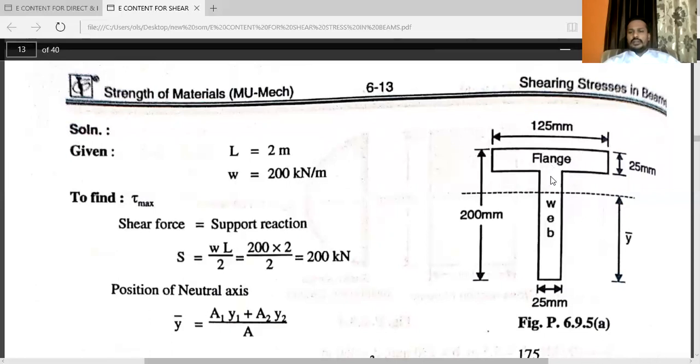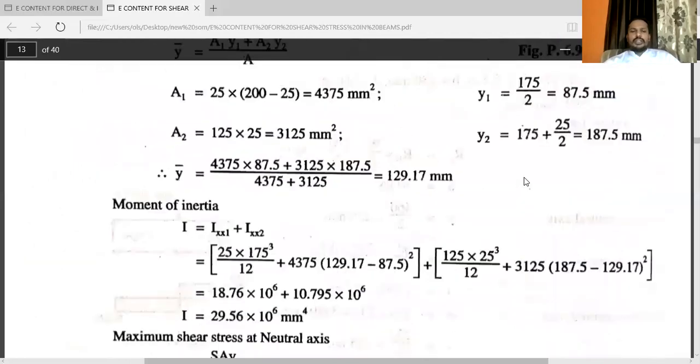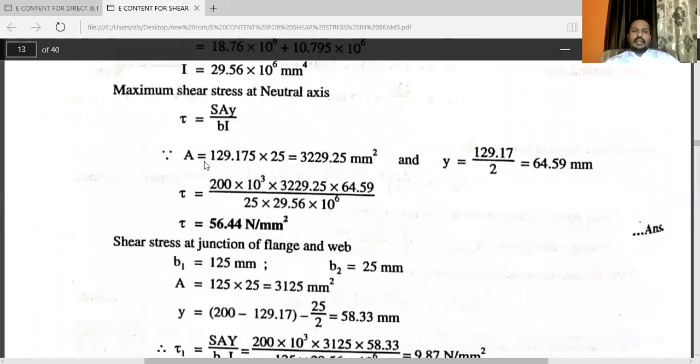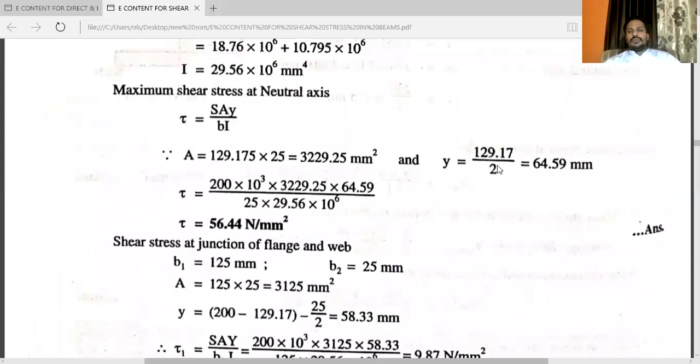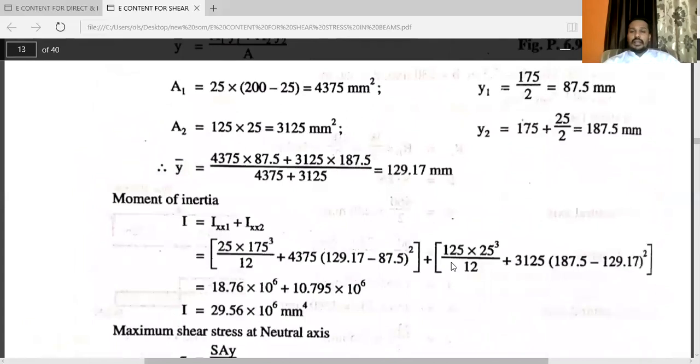Instead of taking this area, you can take top area also, means upper area also. You can see, first of all, you have to consider this rectangle plus this flange, area of this flange. You can consider that area also. But here we have taken the bottom, the lower area, and y is, you know, that you have to take y for the particular area.